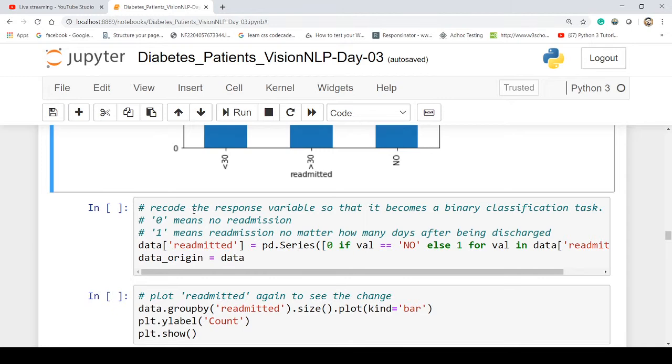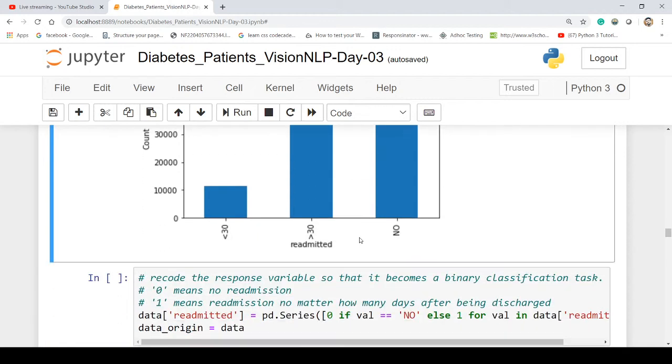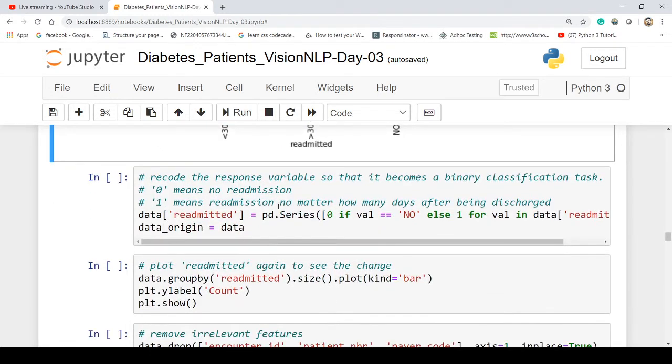correct? Yeah. So now what we can do, since we have three different categories, is boil down into a binary classification task. So recode this response variable so that it becomes a binary classification task. That means 0 means no readmission and 1 means readmission, no matter how many days after being discharged, after 30 days or less than 30 days. Because what we are trying to achieve is just no readmission and readmission, that's it.